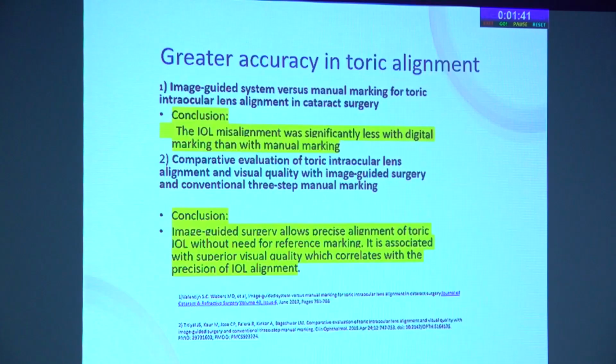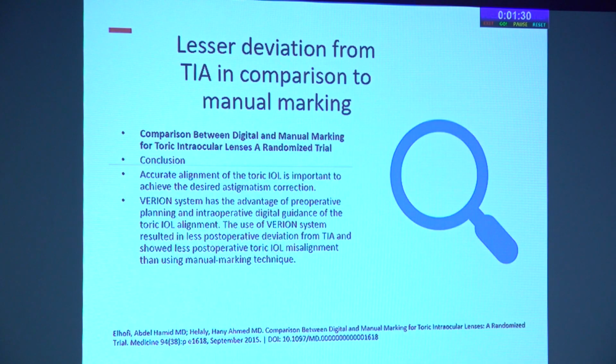This imaging system will greatly reduce those chances. So again, these are four very well-reputed studies from well-reputed journals telling us that intraoperative imaging does give us a significant advantage. Another thing is it also has less deviation in the target-induced astigmatism when compared to the manual marking. So this was done with the Alcon system as well.